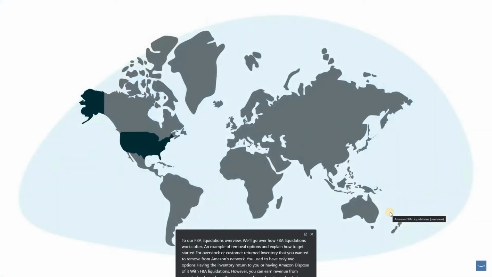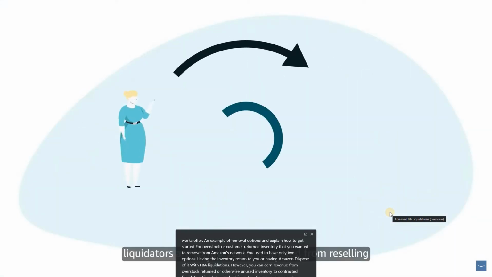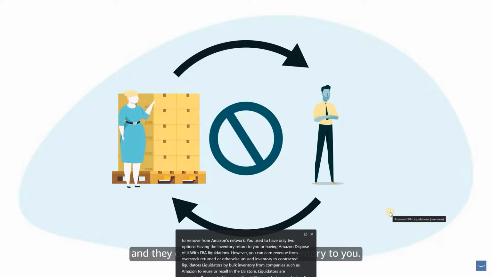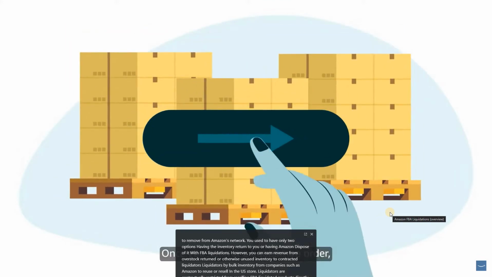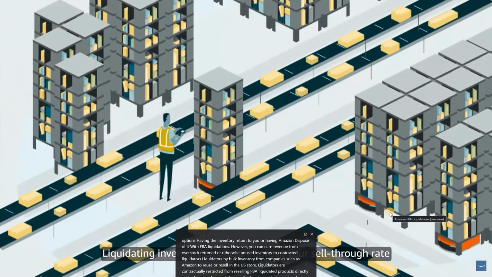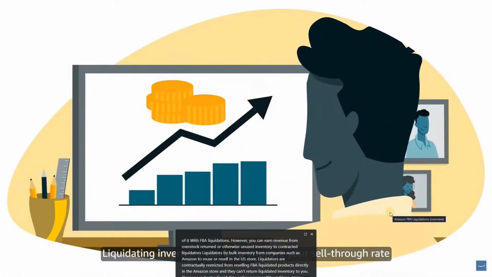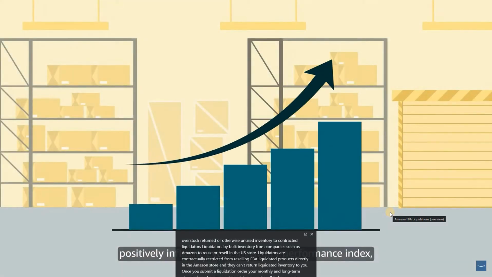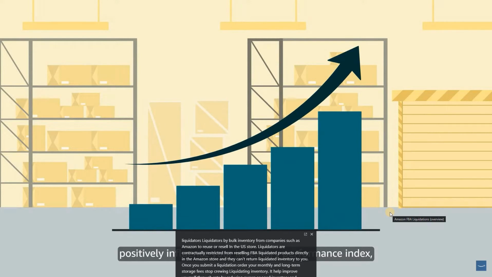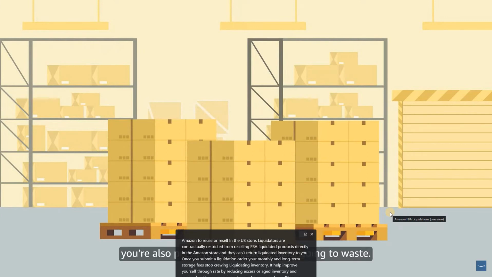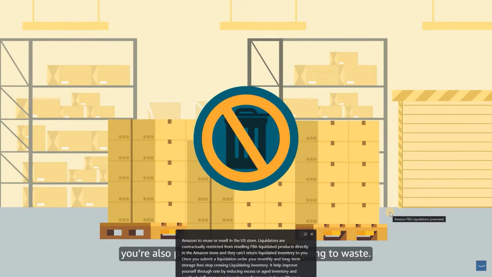In the U.S. store, liquidators are contractually restricted from reselling FBA liquidated products directly in the Amazon store, and they can't return liquidated inventory to you. Once you submit a liquidation order, your monthly and long-term storage fees stop accruing. Liquidating inventory can help improve your sell-through rate by reducing excess or aged inventory and positively influence your Inventory Performance Index, or IPI score. When you use FBA liquidations, you're also preventing inventory from going to waste.